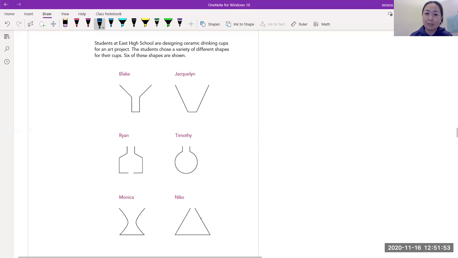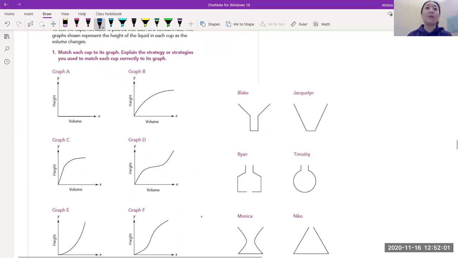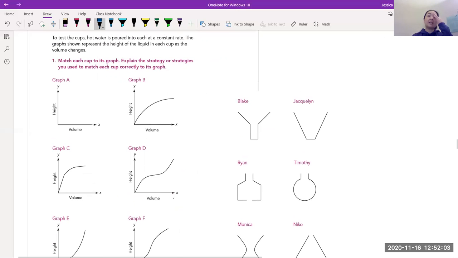There's one cup in here that I do not want. I hope you know which cup, and I'm wondering if you know that cup. So what we're going to do here is match them up. It says, to test the cups, hot water is poured into each at a constant rate. So you just turn on your faucet, constant rate, right? Does it fill up? Is the height of the water the same? Not always. It depends on the shape.